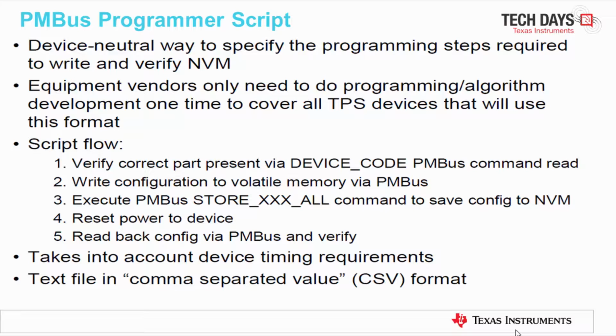First, you verify the correct part is present via the device code PMBus command read. Then, you write the configuration to the volatile memory via PMBus. Then, you execute the PMBus store all command to save this configuration from the volatile memory to the non-volatile memory. Then, you reset the power to the device. And finally, you read back the configuration via PMBus to confirm the values are correct. This takes into account device timing requirements, and the text file is offered in a comma-separated value, CSV, format.